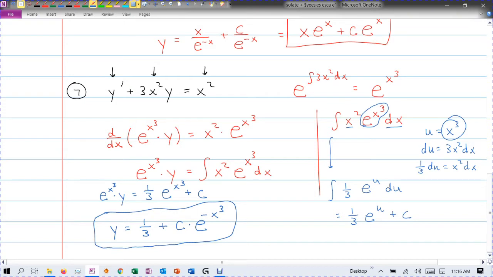I'm trying to get through number 12 here before I have to go. Let's look at number 8. All right, so for number 8, we have y prime again, plus 2xy equals x³. Everything looks good. All right, so we're ready to go. Our p of x is 2x, so the integrating factor will be e to the integral of 2x dx. That's just e^(x²).